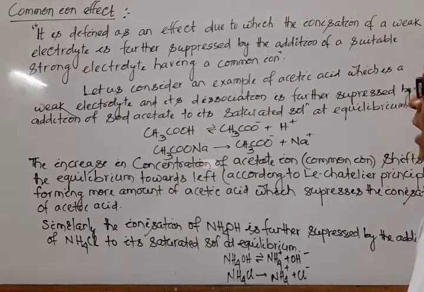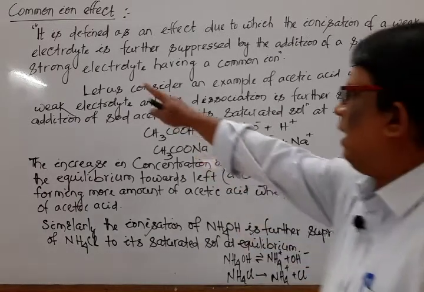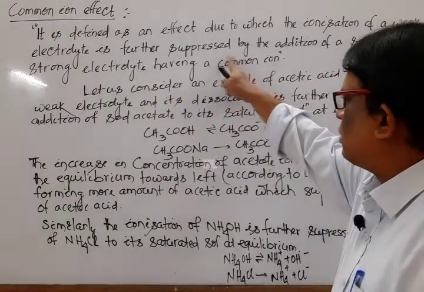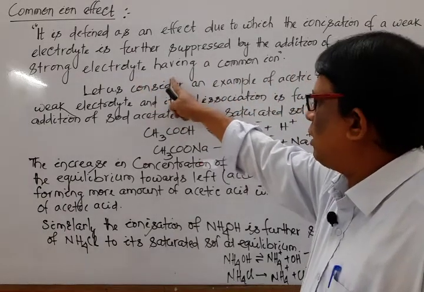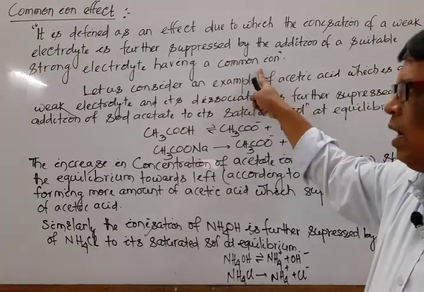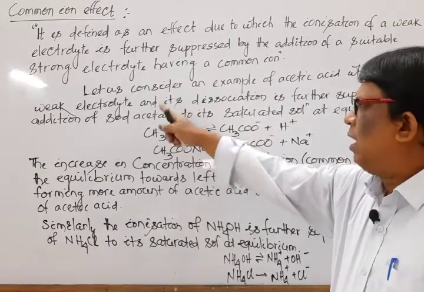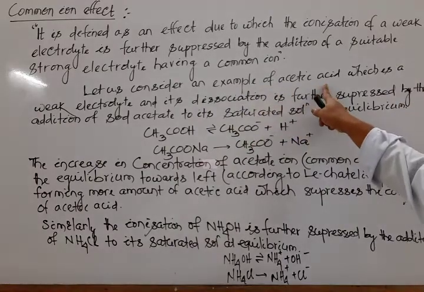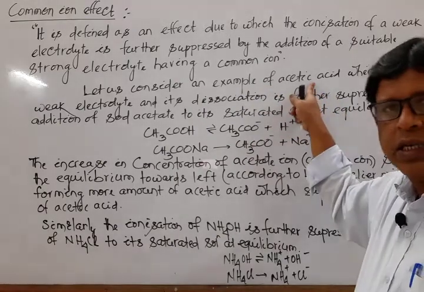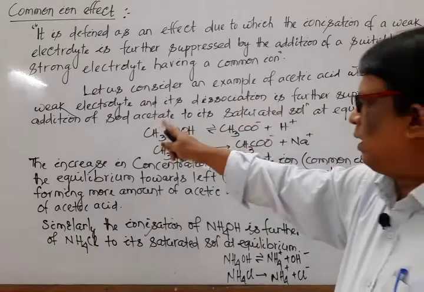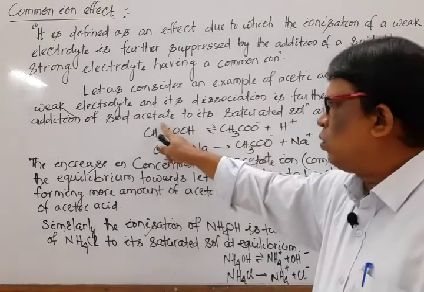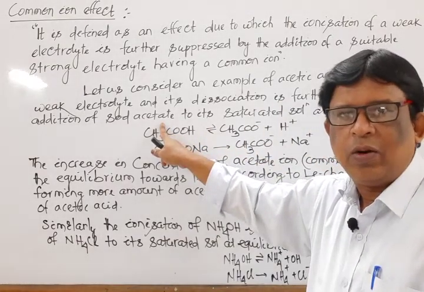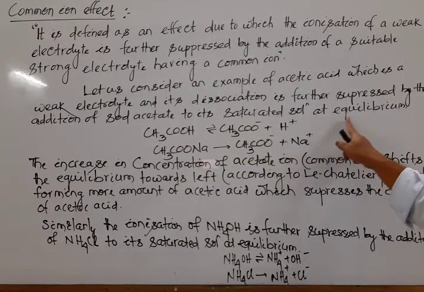It is defined as an effect due to which the ionization of a weak electrolyte is further suppressed, lowered down, by the addition of a suitably selected strong electrolyte having a common ion. Let us consider an example of acetic acid, that is CH3COOH, which is a weak electrolyte, and its dissociation is further suppressed by the addition of sodium acetate, CH3COONa, to its saturated solution at equilibrium.